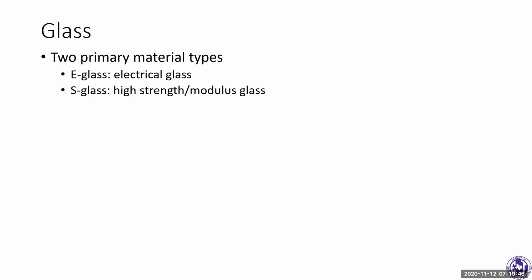Glass fibers are a very popular reinforcement. The overwhelming majority of glass fiber reinforcements are made from electrical glass, or E-glass. S-glass has higher strength and elastic moduli, but is much more expensive. The difference between the two glasses is in the composition.